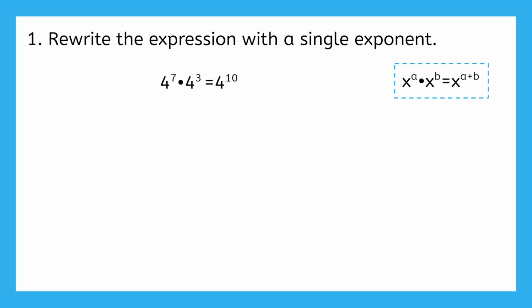Expanding can help double check your answer. 4 to the 7th means 4 times itself 7 times. Times 4 to the 3rd is 4 times itself 3 more times. In total, I have 4 times itself 10 times, just like what we got with the product of powers property. So we can be extra confident now that 4 to the 10th is our final answer.